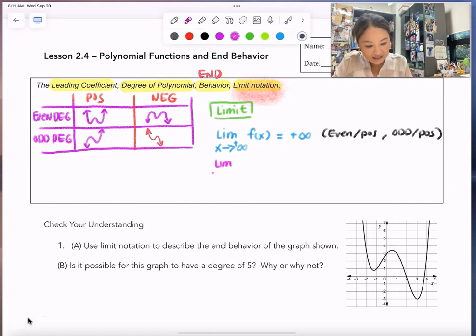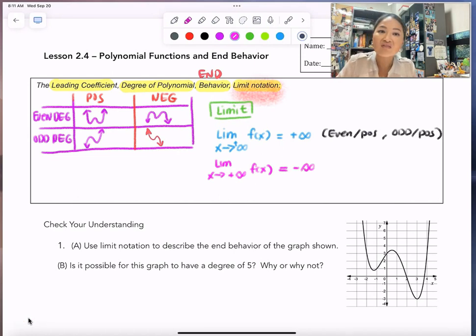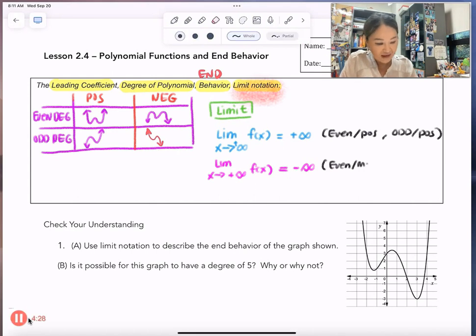The limit as x approaches positive infinity of f of x, sometimes the end behavior ends up negative. That means it's going to go to the right, but it ends up down. It ends up down. So think about the cases that make this true. In the even case, it's when it's negative. Oh, sorry, not negative, negative.